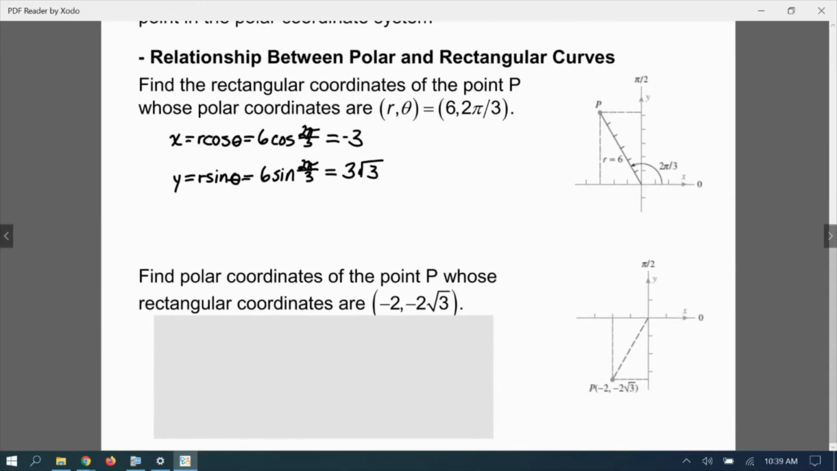Okay, so for the second one, it said find the polar coordinates of the point P whose rectangular coordinates are given by (-2, -2 root 3). Again, you can see that it's already been plotted for you.